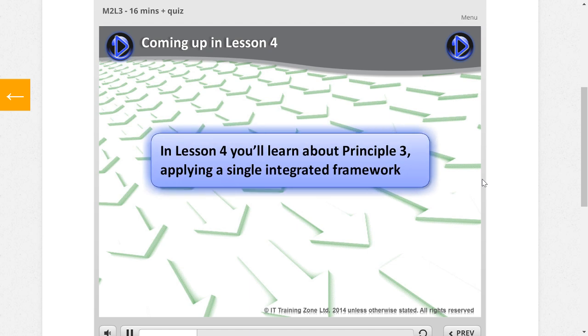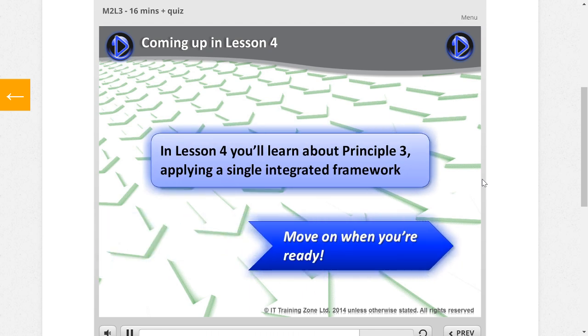The next lesson is Module 2, Lesson 4, where you will learn about COBIT Principle 3, applying a single integrated framework.